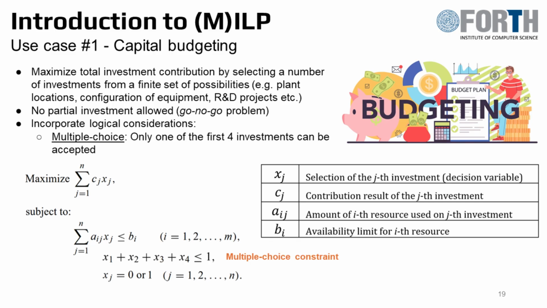Another logical structure is multiple choice. Suppose that only one of the first 4 investments can be accepted. The objective function and resource constraints remain the same as before. The logical restriction is implemented by adding a constraint that the sum of the first 4 decision variables must be less than or equal to 1. This guarantees that at most one of those 4 investments is selected. Again, the model remains linear, and the binary variables enforce the discrete selection, illustrating once more how logical conditions such as exclusivity are modeled using simple linear constraints.